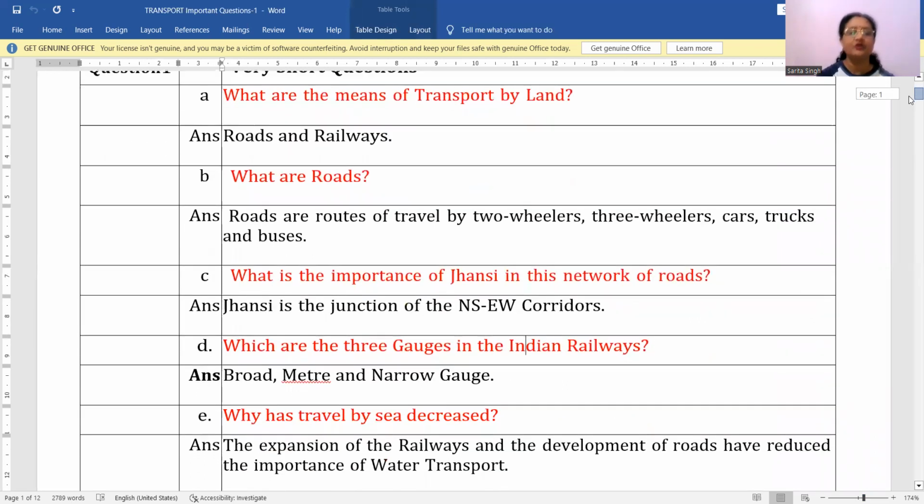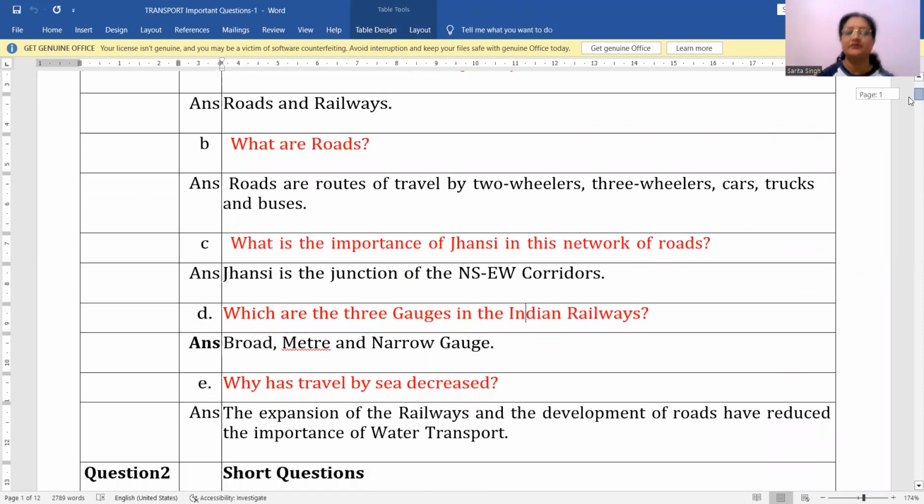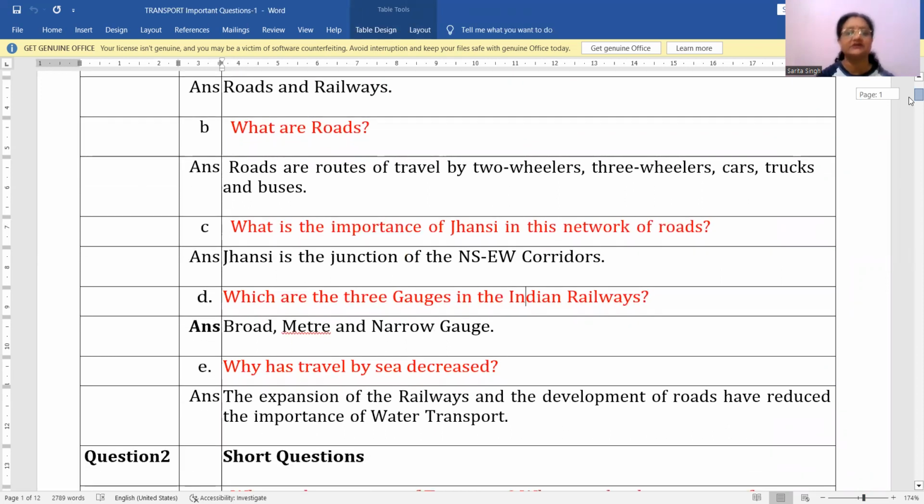Roads and railways, we all know. What are roads? Roads are routes of travel by two-wheelers, three-wheelers, or trucks, cars, buses, etc. What's the importance of Jhansi in this network of roads? Yes, Jhansi is the junction. You should know this better because this is an important question. It may come as an MCQ also, right?